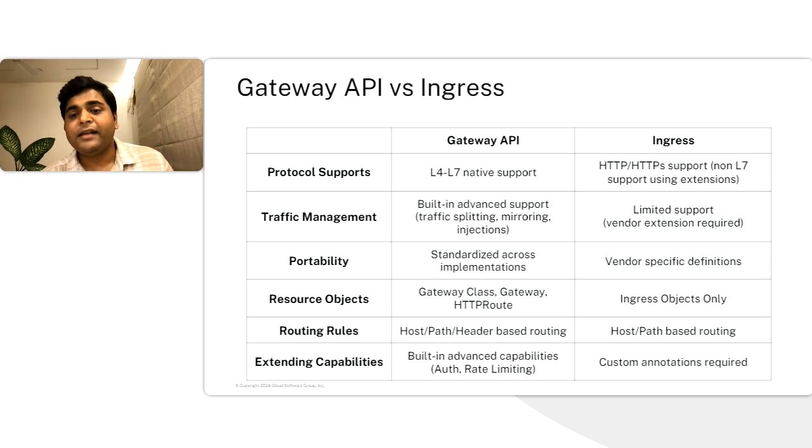Last but not least, extending the capabilities. There are multiple capabilities that Gateway API has been adding, for example, authentication, rate limiting, HTTP to HTTPS redirect, header modification. All this used to be vendor CRDs, custom resource definitions, earlier in the Ingress. Now that has been embedded into the Gateway API implementation. And all this we will see in the demo, which is coming up shortly.